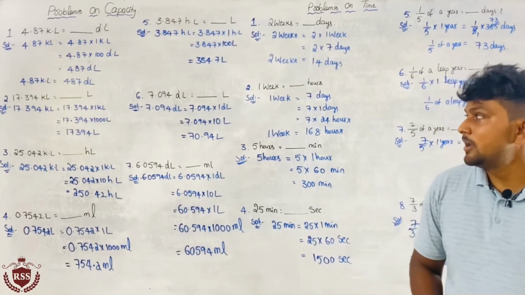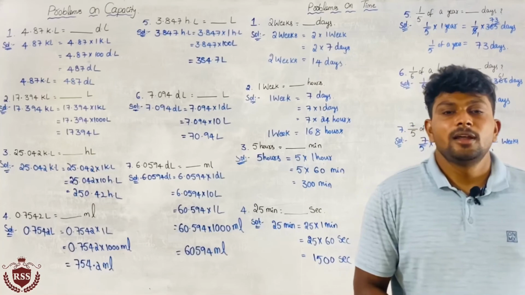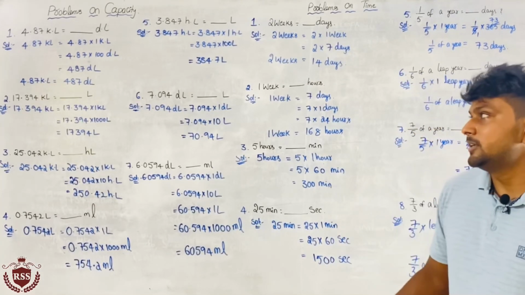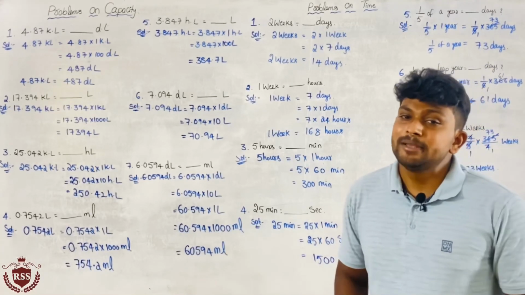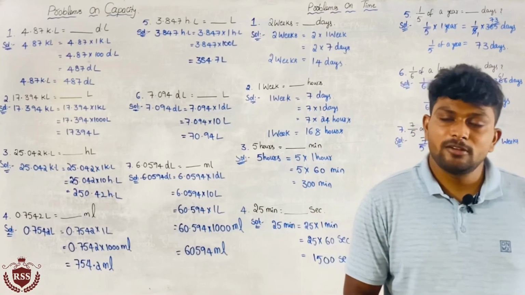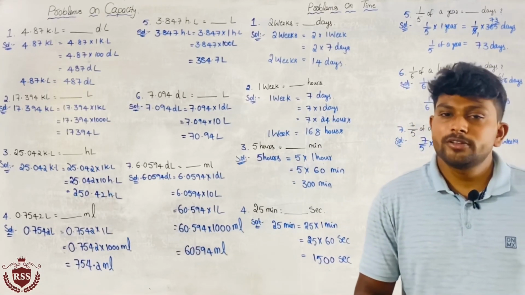So this is all about today's class. We will see the remaining topics. We have a small topic, the important problems in measurements and problems on articles. Those topics will be completed in the next class, and then we will go for the next topic.